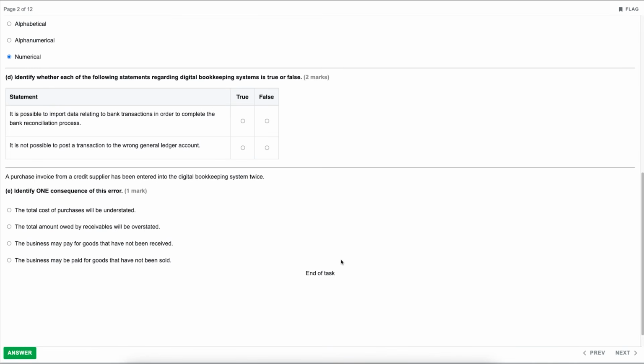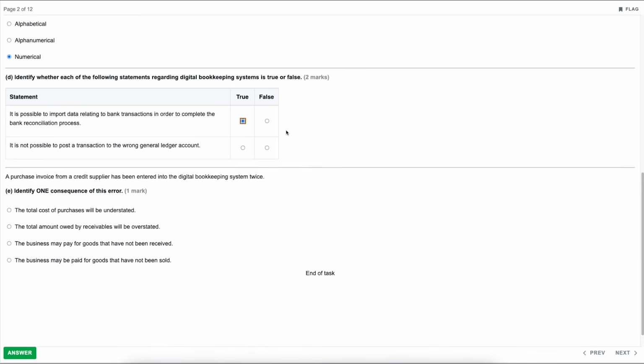Moving down to part D then, it states identify whether each of the following statements regarding digital bookkeeping systems is true or false. Again, 2 marks, so 1 mark for each statement. So statement 1 then says it is possible to import data relating to bank transactions in order to complete the bank reconciliation process. That would be absolutely true.